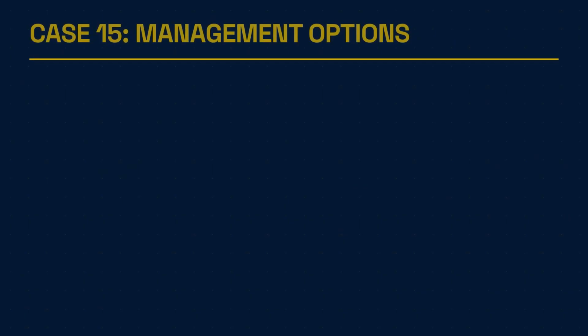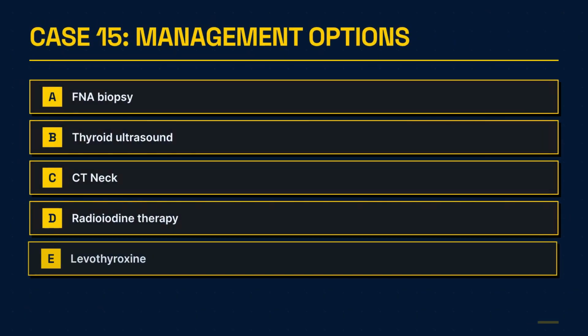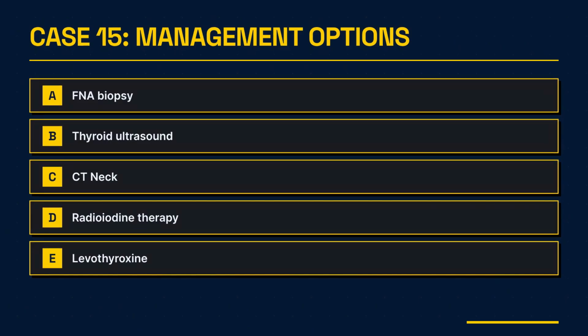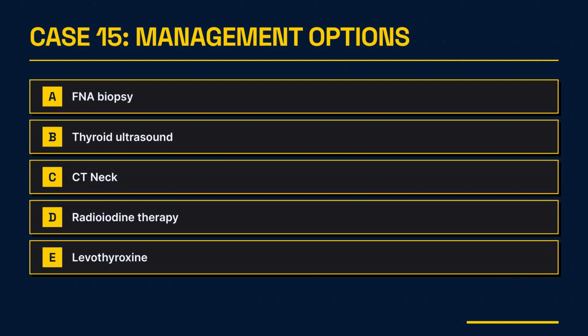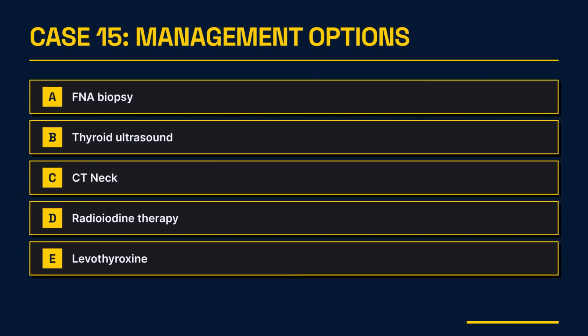A. Fine needle aspiration biopsy, B. Repeat thyroid ultrasound in 6 months, C. Computed tomography of the neck, D. Immediate radioactive iodine therapy, or E. Start levothyroxine. Pause and select. The correct answer is A. Fine needle aspiration biopsy.